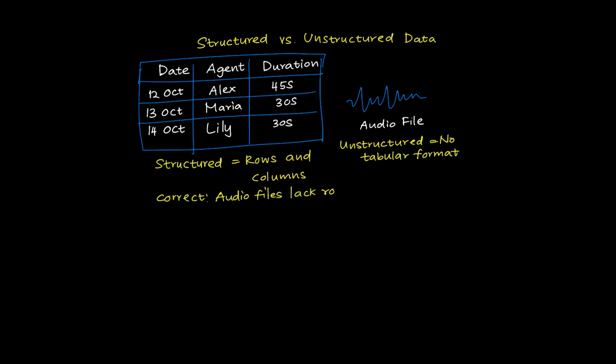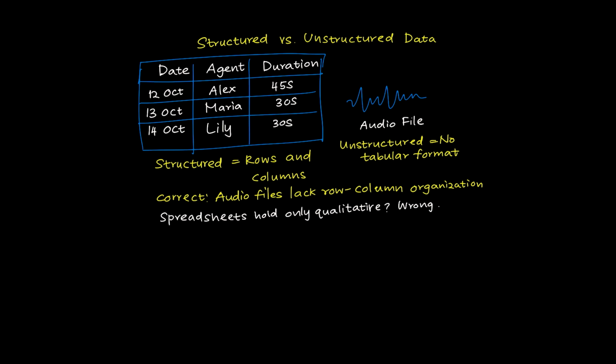The wrong options fall apart fast. Spreadsheets absolutely store numeric data. Call durations are numbers. Audio files don't use Boolean data types. Boolean is true or false logic used in programming and spreadsheets. And the claim that spreadsheets only hold qualitative values is flat out wrong.